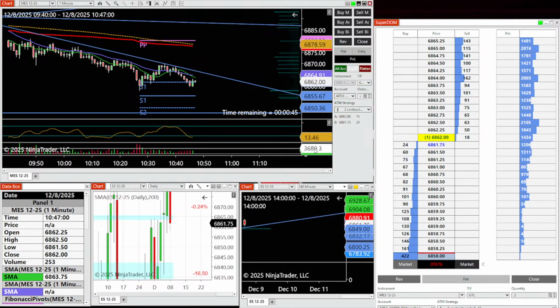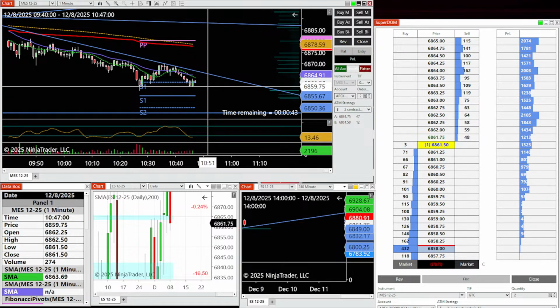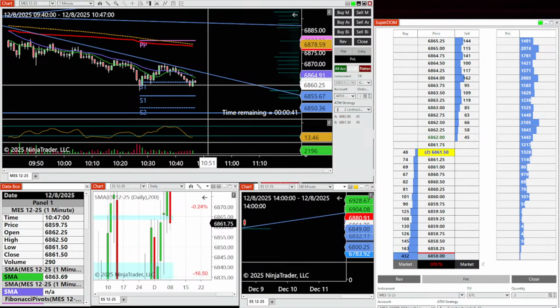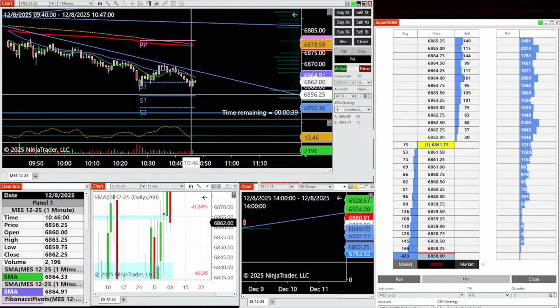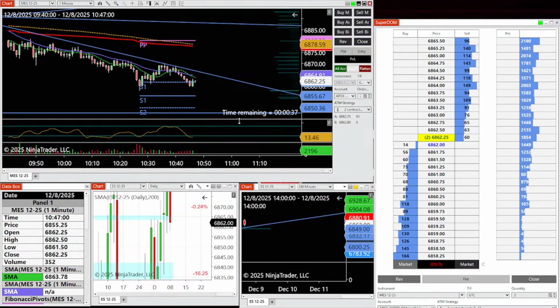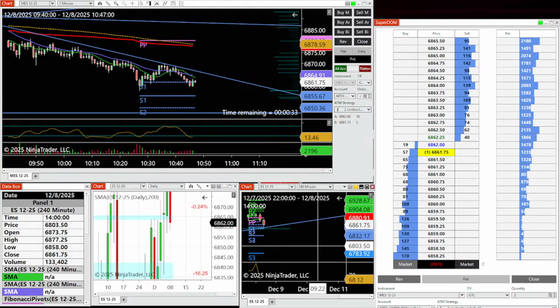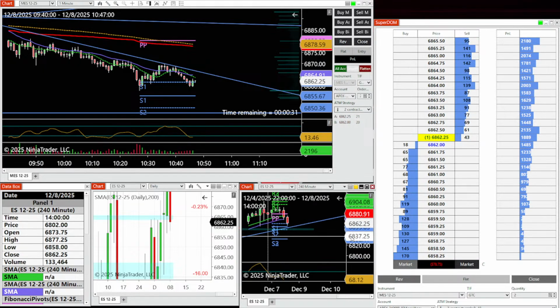Let's see if it holds up a little bit. Do we get a double bottom and a consolidation? 63.25. Do we get some type of bounce down here? Do we get a double bottom?